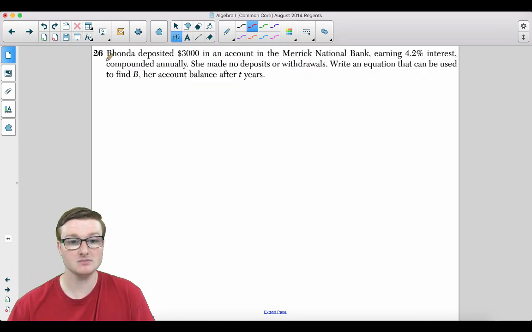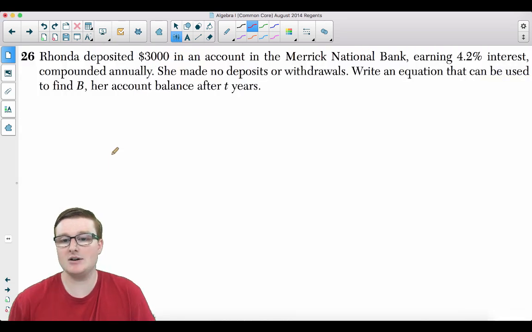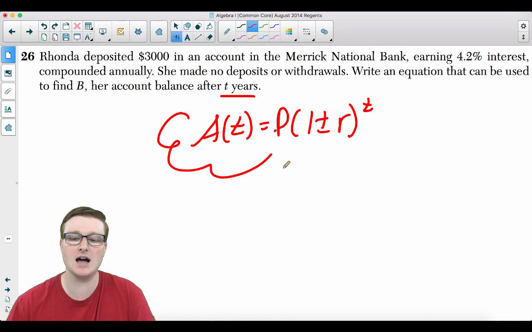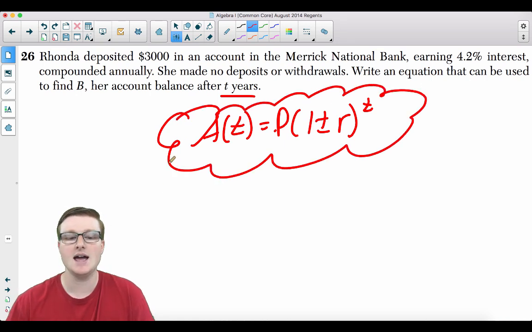Next question. Rhonda deposited $3,000 in an account in the Merrick National Bank, earning 4.2% interest compounded annually. She makes no deposits or withdrawals. Write an equation that can be used to find B, her account balance after t years. So you need to know that A of t is equal to the principal times 1 plus or minus the rate raised to the t power. This is a very common formula found on the Regents exam, and this formula is used for compound interest.